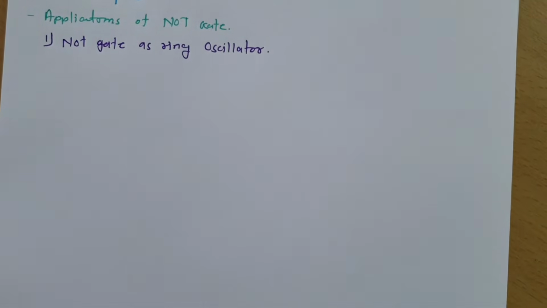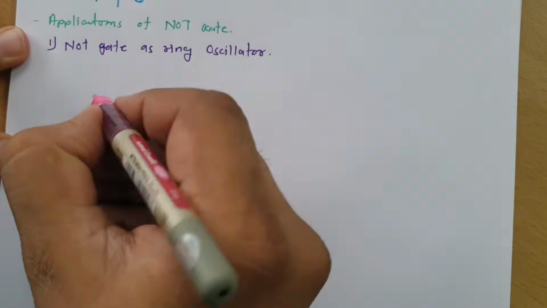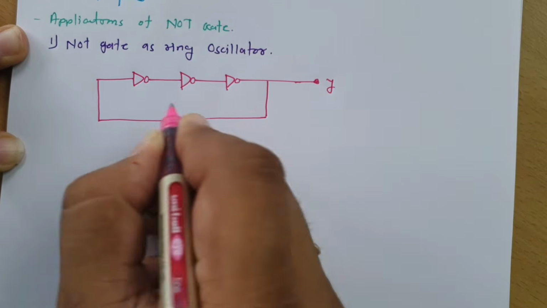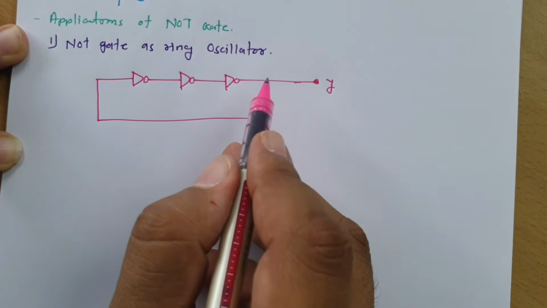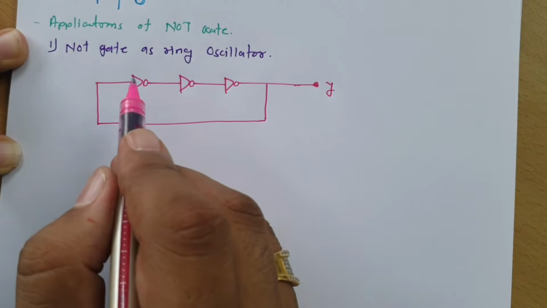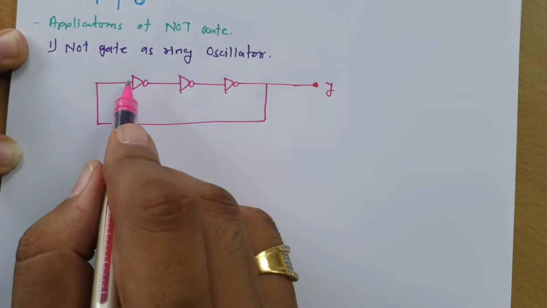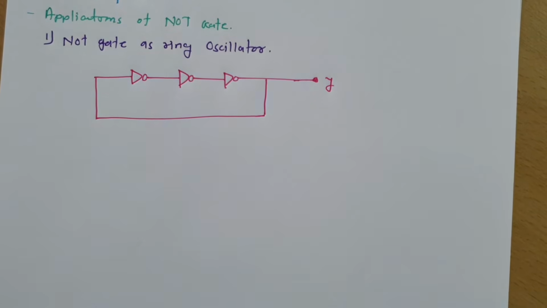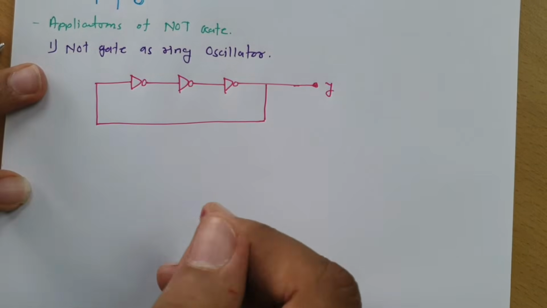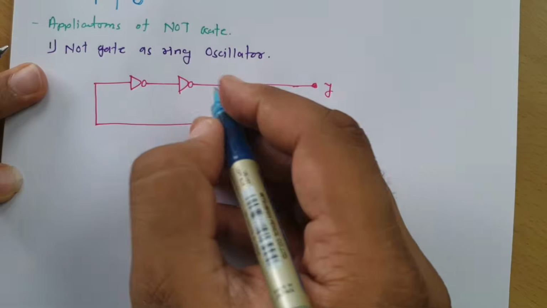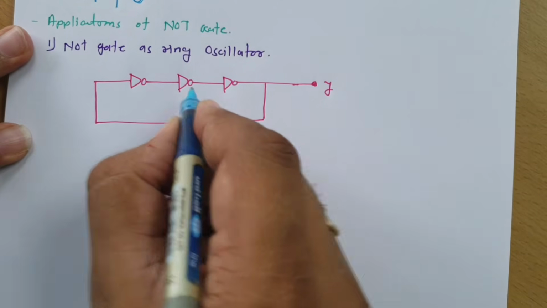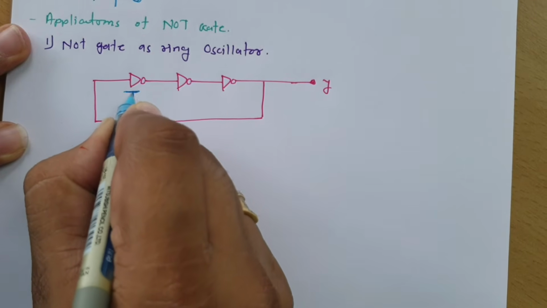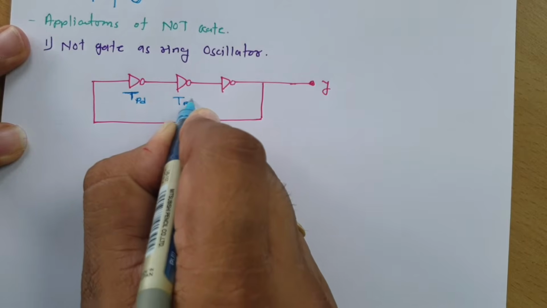If you observe the circuit of NOT gate as ring oscillator, here my output is connected back in feedback like this. Remember, we need to connect an odd number of inverters here. This circuit will function as an oscillator. How does it function as an oscillator? Before that, one should know there is a propagation delay of each inverter. Let us say the propagation delay of each inverter is TPD.